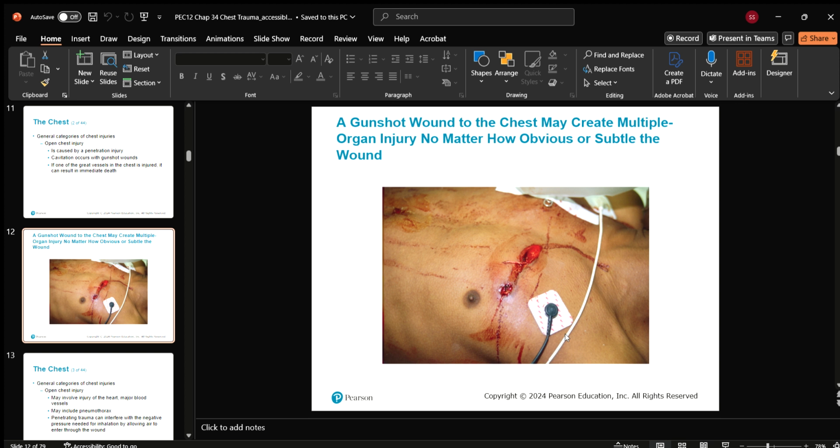Here's just a photo of an individual with an open chest wound. Okay, we can see multiple wounds right here. So a little more medial to the nipple here. We have a wound here, and then we have one that's almost over the sternum.